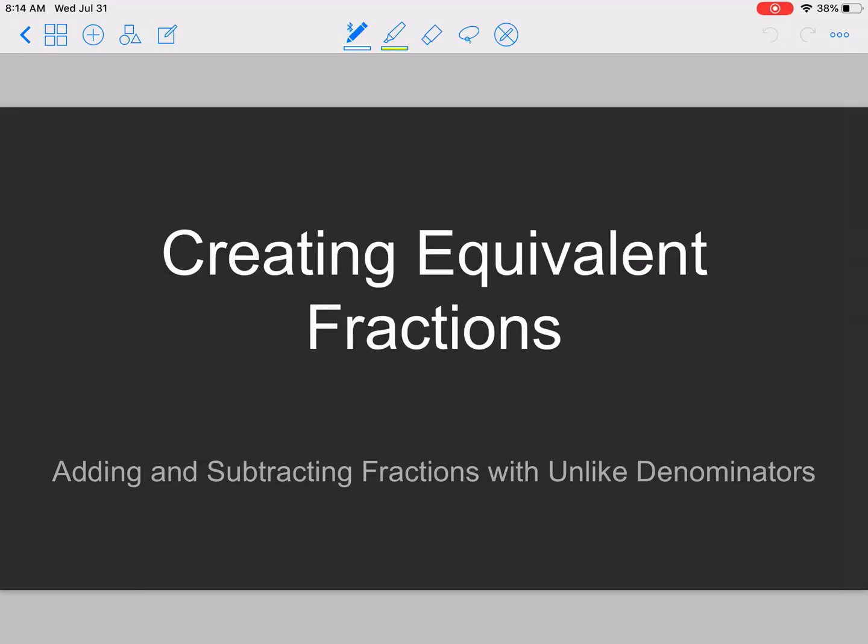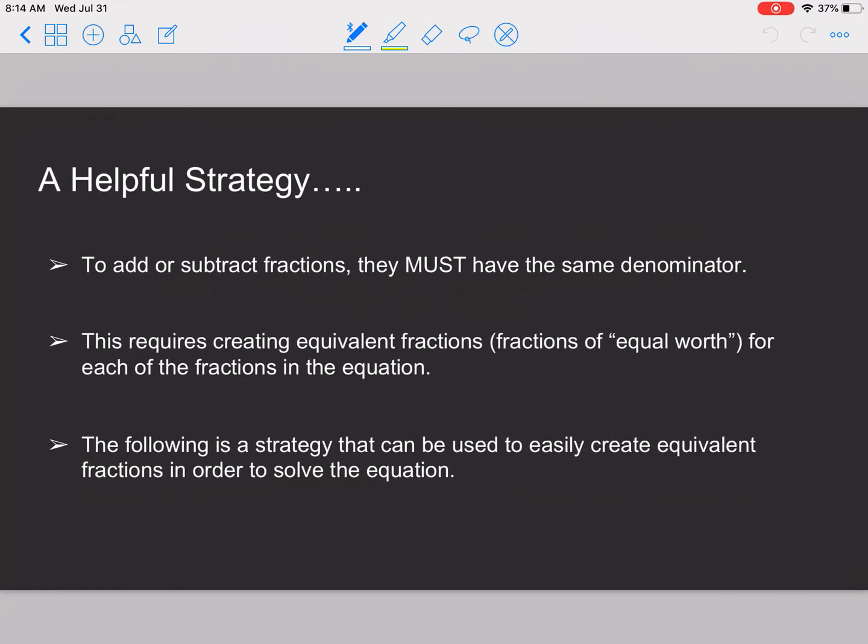Creating equivalent fractions, adding and subtracting fractions with unlike denominators. This is a helpful strategy for solving addition and subtraction problems with fractions with unlike denominators. To add and subtract fractions, the fractions must have the same denominator. This requires creating equivalent fractions, or fractions of equal worth, for each of the fractions in the equation. The following is a strategy that can be used to easily create equivalent fractions in order to solve the equation.